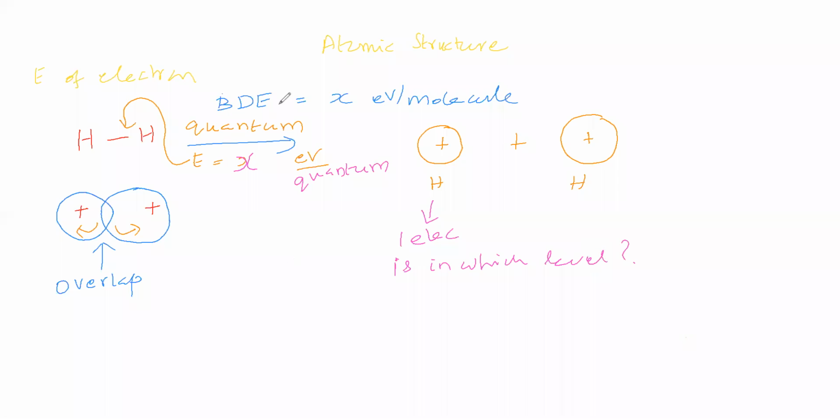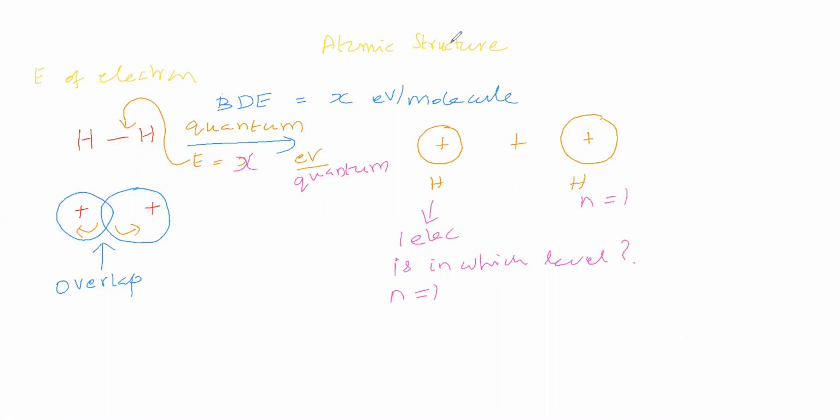Now you supply bond dissociation energy, X electron volt per molecule. You are giving a quantum to this molecule. This quantum is having X electron volt of energy, which is utilized to dissociate the bond. Therefore you got atoms. In this atom one electron is there. This electron is in which level? Is it in the first orbit, second orbit, third orbit, or infinity orbit? You are saying ground state. That means n is equal to 1. Here also n is equal to 1.